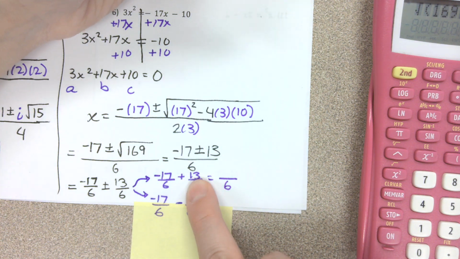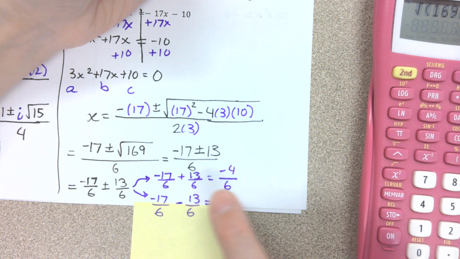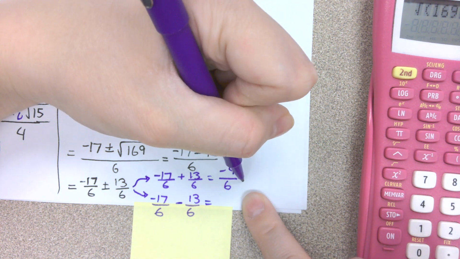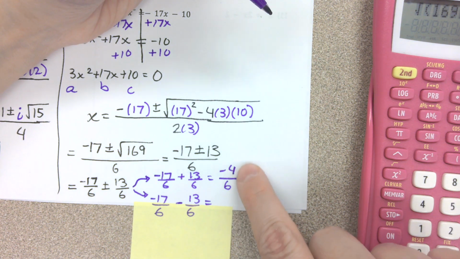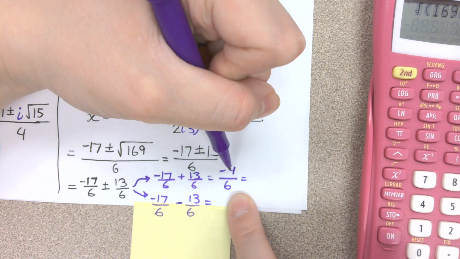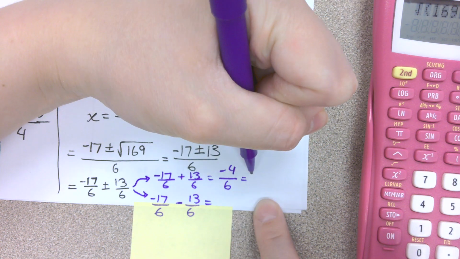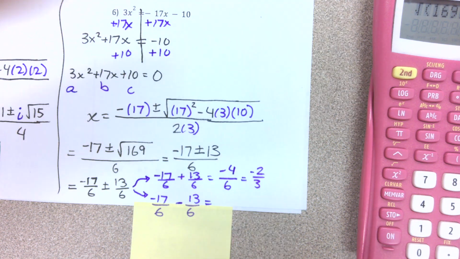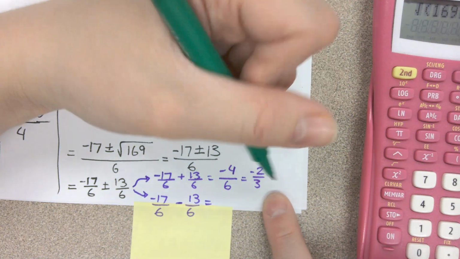Negative 17 plus 13, that's negative 4. And this is a reducible fraction, so if you notice that, please reduce it. We can divide top and bottom by 2, so this is negative 2/3. That's my first answer.